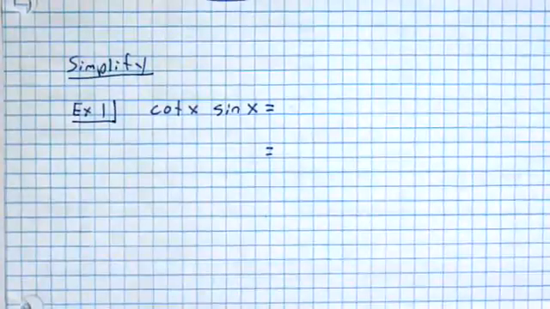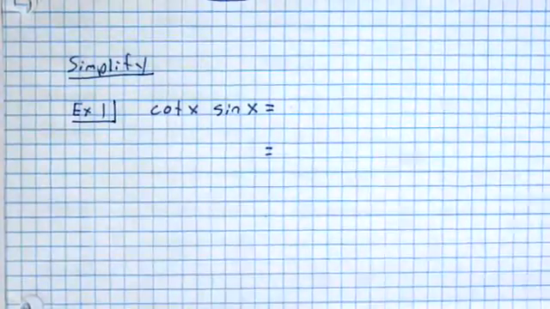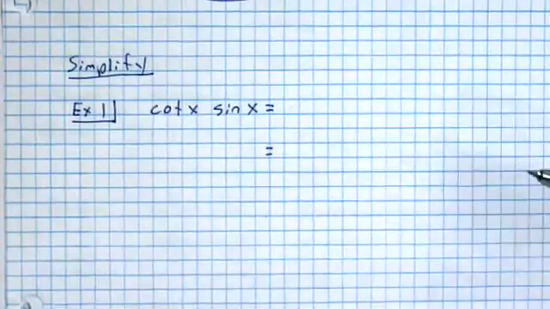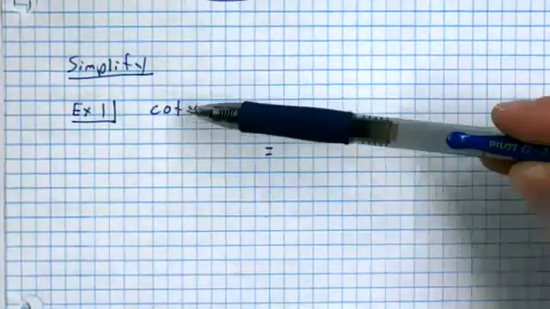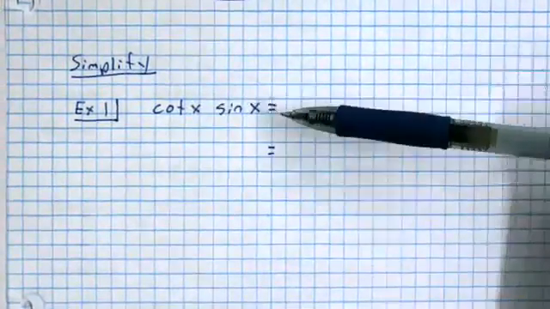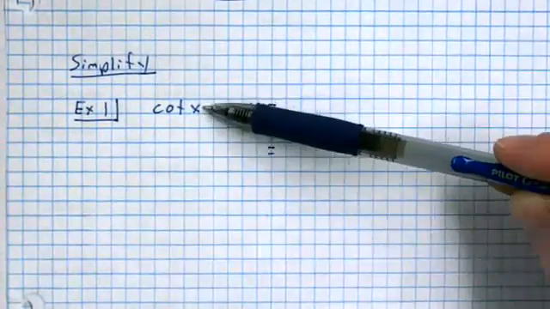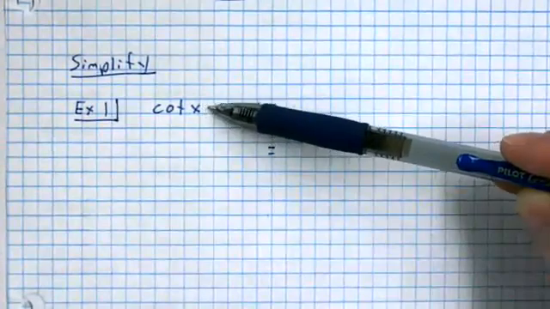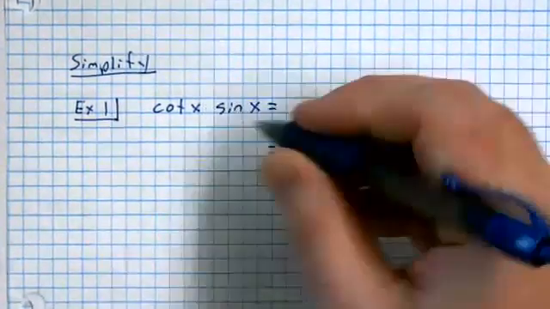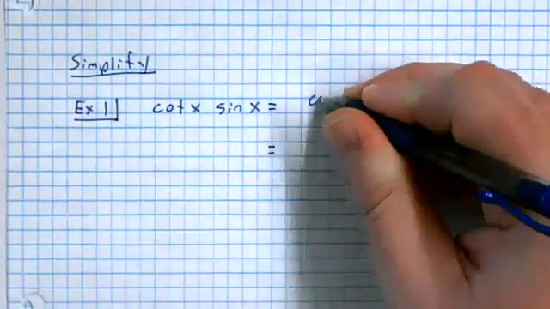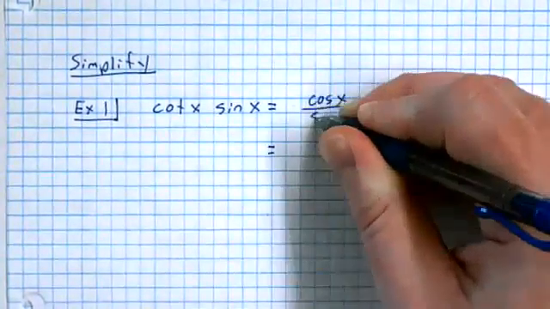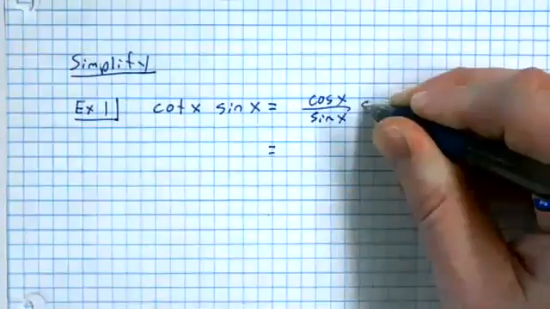All right, so we want to simplify this. Sometimes we need to make it more complicated in order to simplify it. Can we think of another way to write cotangent, or think of another way to write sine that might make this a little bit simpler? Cotangent is cosine over sine, correct? Okay, so I'm just going to rewrite cotangent as cosine x over sine x. And we'll leave sine alone.